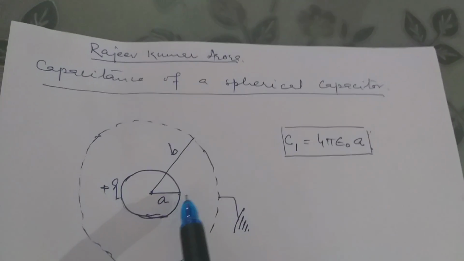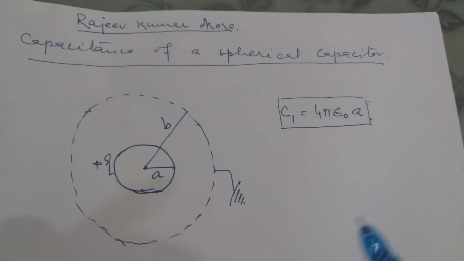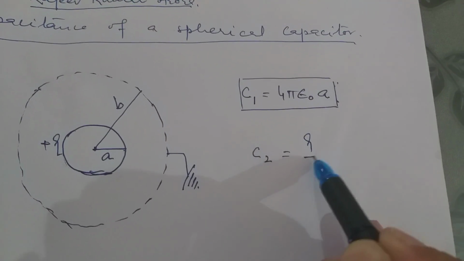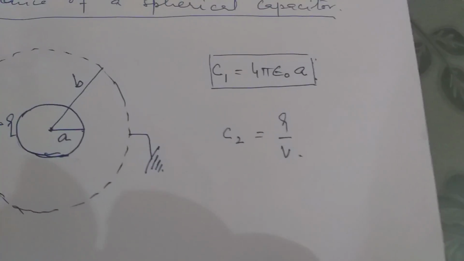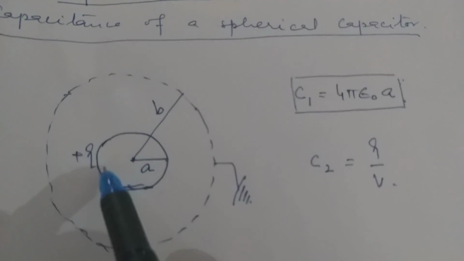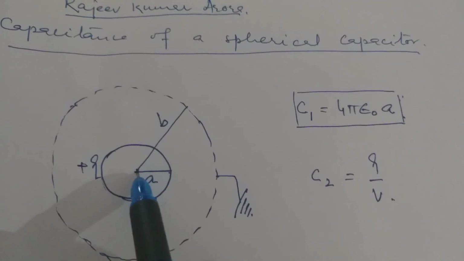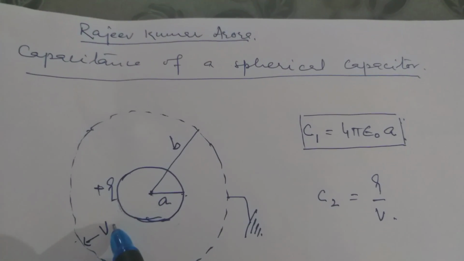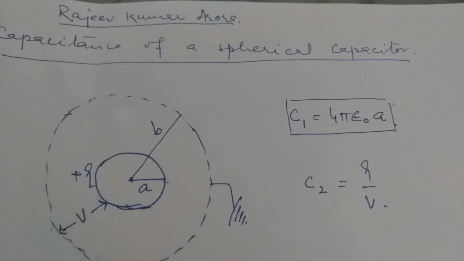Now the capacitance of this spherical capacitor will be, say, C2, that is equal to Q upon V, where Q is the charge on the inner conductor of radius A and V is the potential difference between the two conductors.